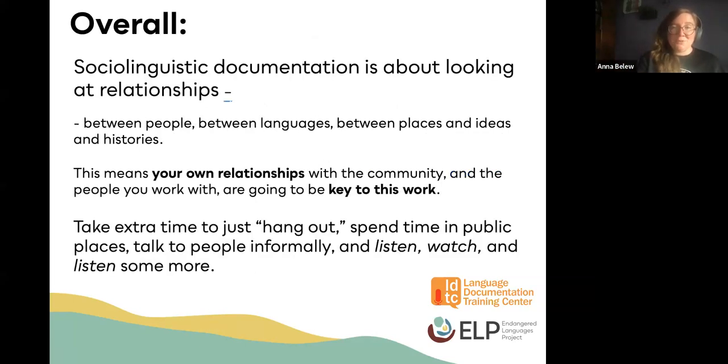But at the end of the day, I just want to reiterate that sociolinguistic documentation, like most language work, is about relationships. Sociolinguistic documentation is about looking at relationships between people, groups of people, between languages, between dialects, between varieties and places and histories and all this complicated stuff that forms our social world. And that means, like in any other social setting, relationships are really important. So your relationships with the community, with the people you work with, the languages you're looking at, those are going to be really important in this work.